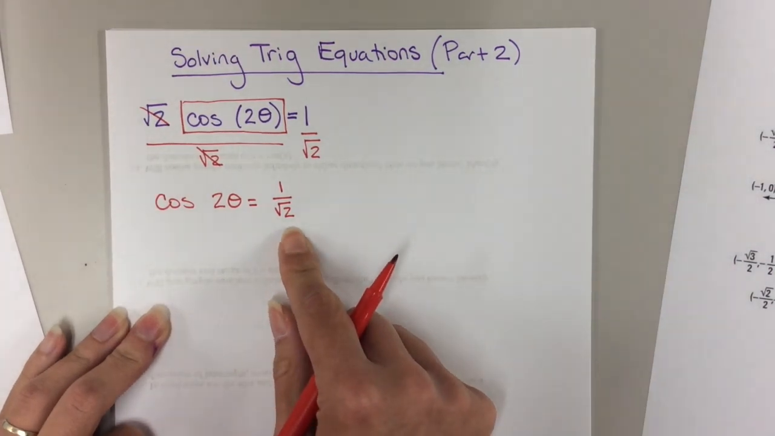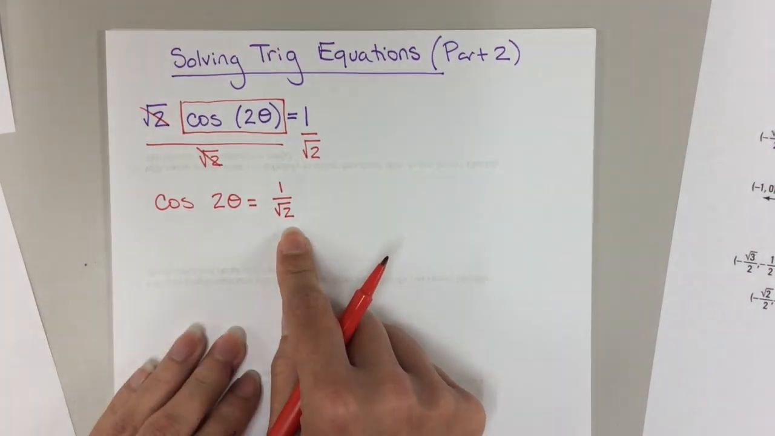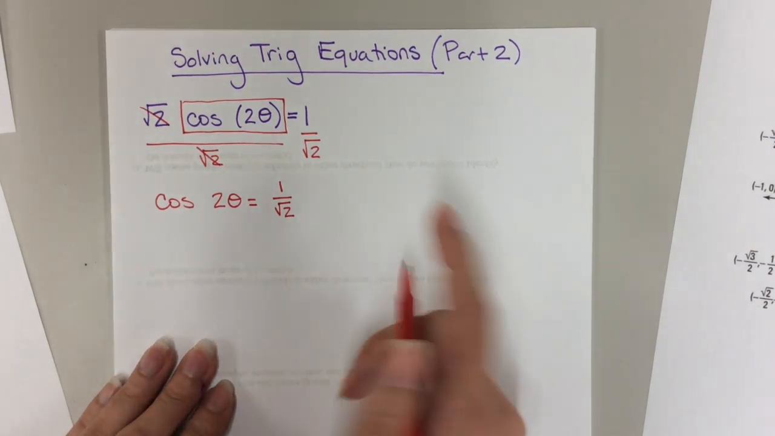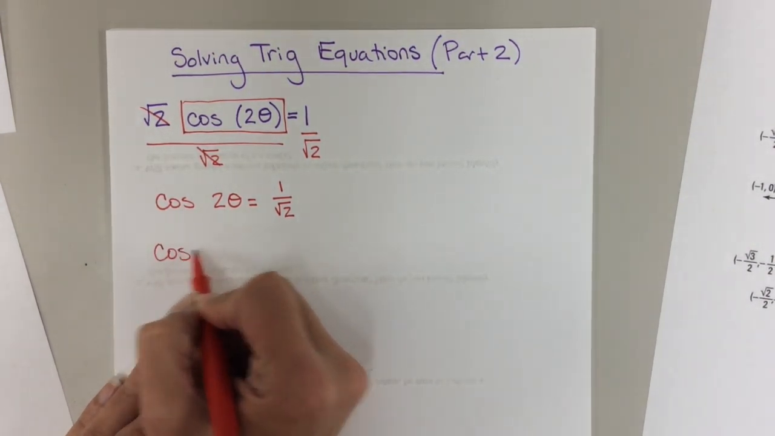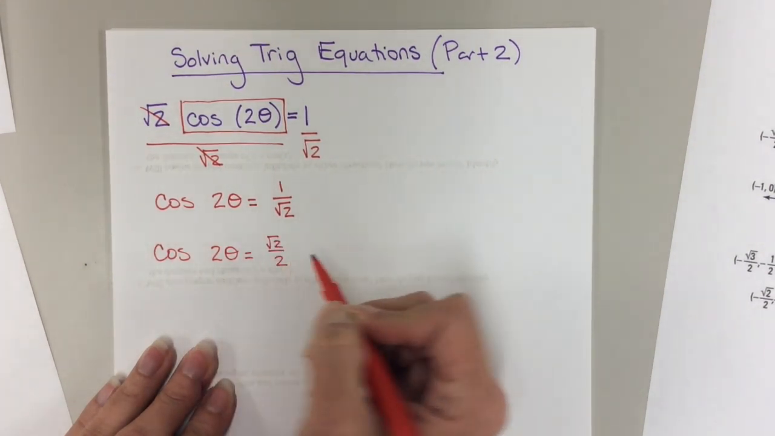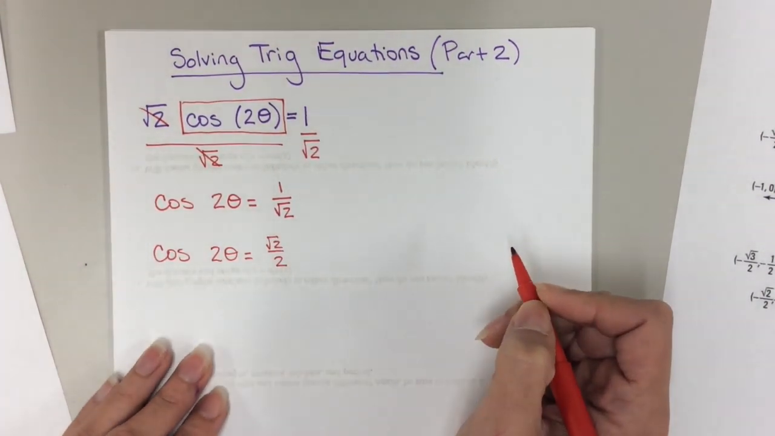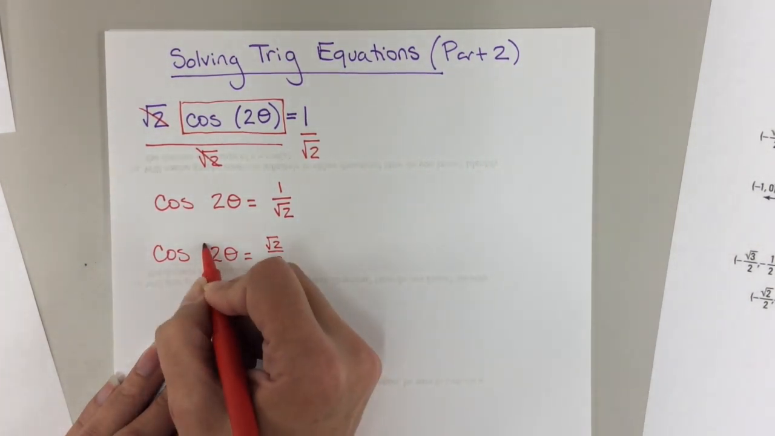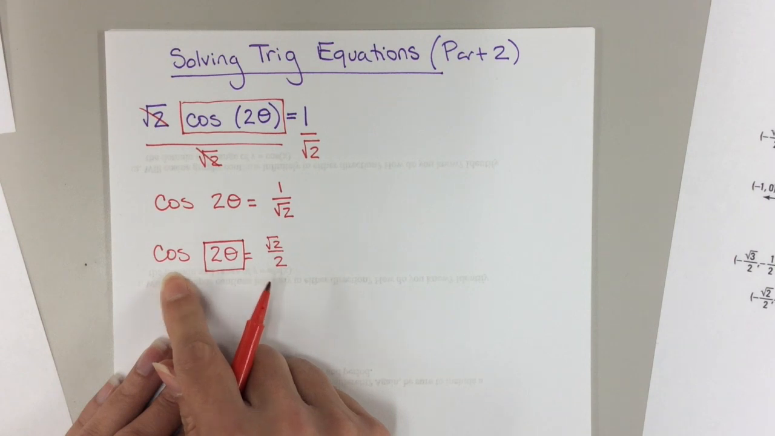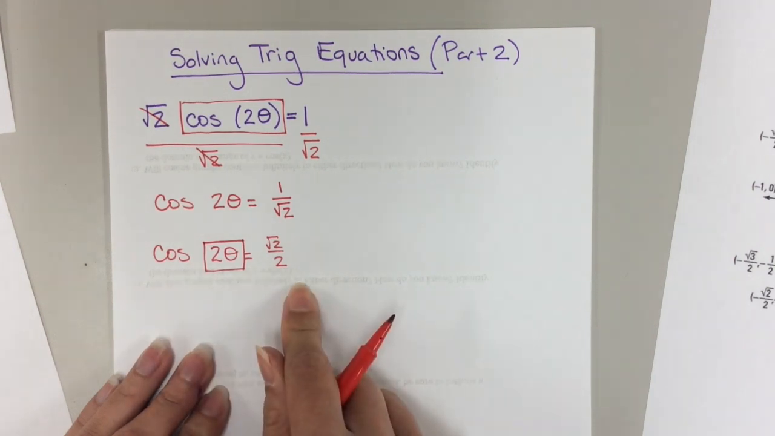We won't find 1 over square root of 2 on our unit circle because the radical's in the denominator. So if you want to rationalize that, it will be easier to see. So cosine of 2 theta equals square root of 2 over 2. Okay, so just like before, I want you to ignore this. Pretend that this just says cosine of theta equals square root of 2 over 2.